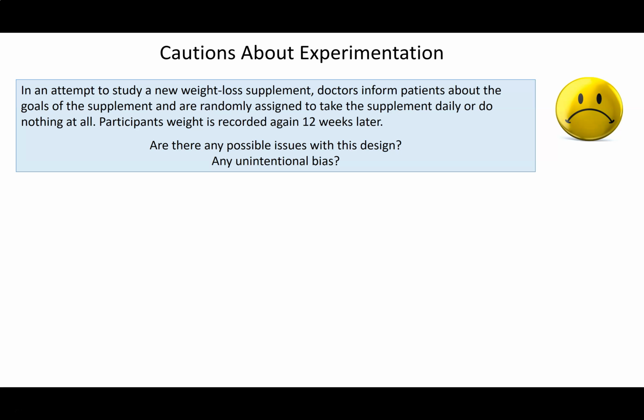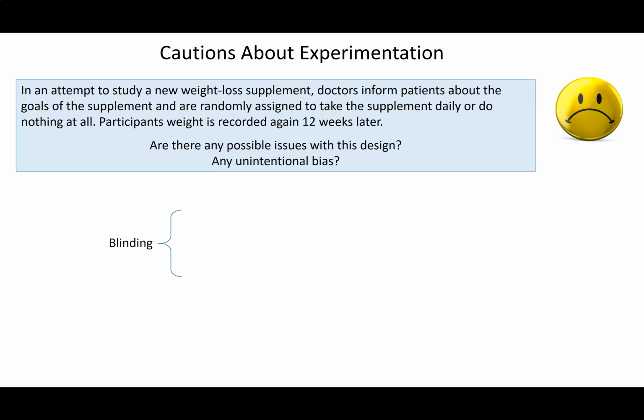So some cautions here. There was a weight loss supplement, and doctors wanted to study this particular supplement. So they informed patients about the goals, and they randomly assigned them to take the daily supplement every day or nothing at all. And participants' weight is recorded again 12 weeks later. So possible issues. Any unintentional bias. So what we're getting at is, does knowing which treatment group they're in, does that impact the results?